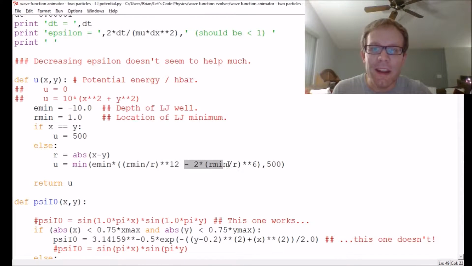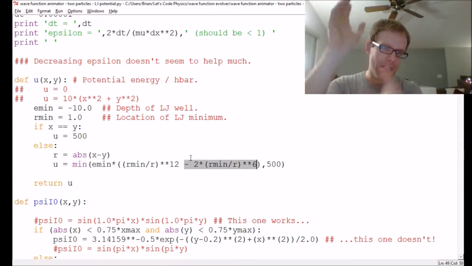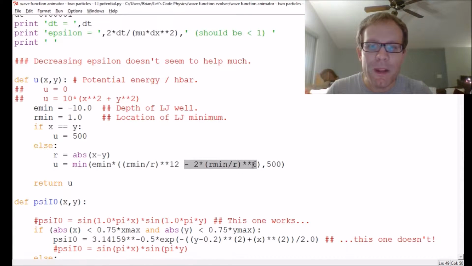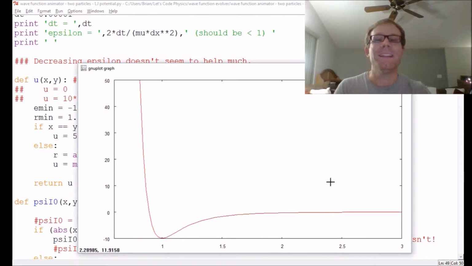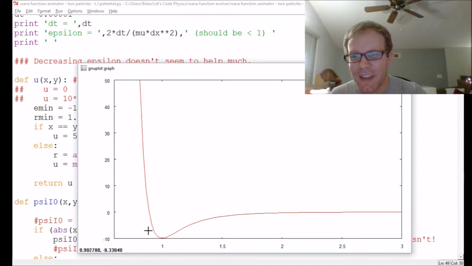And then you have a negative R minimum over R to the 6th power. It's multiplied by 2 to take care of the scaling and everything. But this is being raised to the 6th power, and it's a negative, so that's what's producing this tail right here. So at very low separations, the R to the 12th is dominating. At very high separations, the negative R to the negative 6 is dominating. And in between, they're meeting and creating this minimum.